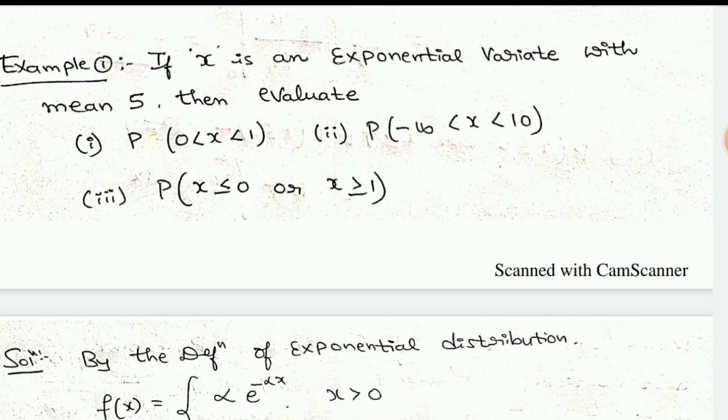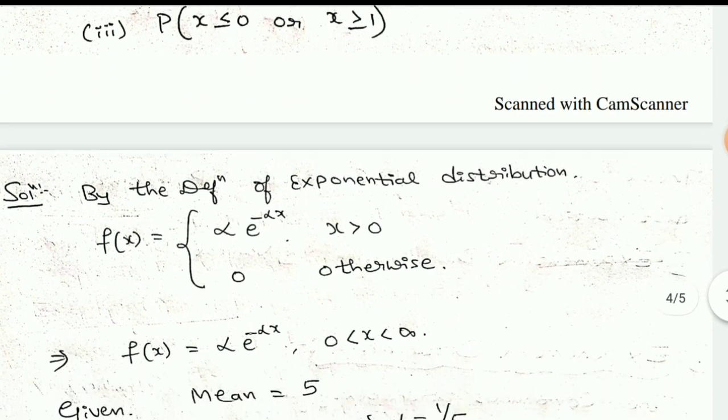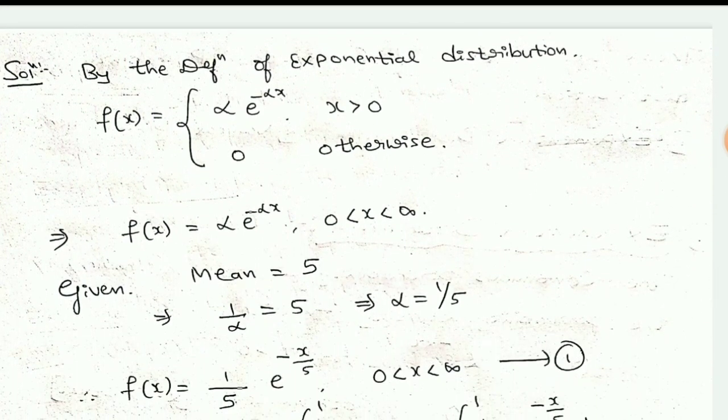Okay. First, since they have given this is exponential, write down the formula first. What is the formula for f of x? Just now we discussed, that is f of x equal to alpha into e power minus alpha x for x greater than 0, in other cases it is 0.